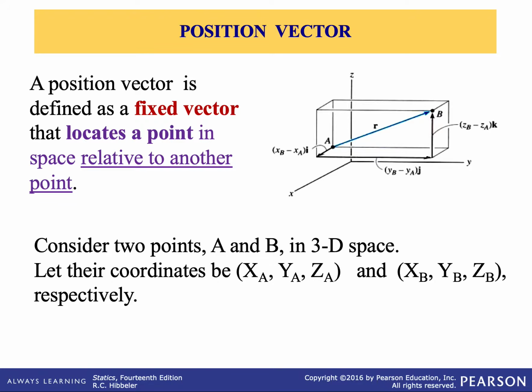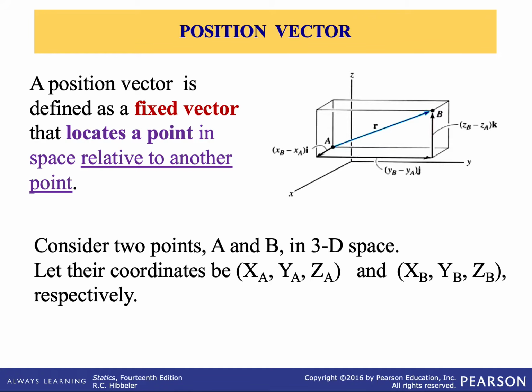The position vector is defined as a fixed vector that locates a point in space relative to another point. Usually when we talk about the coordinates of a point in space, we always reference them to the 0, 0 point, the origin. But if you talk about a position vector, we have two different points, let's say point A here and point B, and we would like to identify this vector R. We don't want to go back to the origin. What we want to do is find this position vector that is locating a point in space relative to another point.